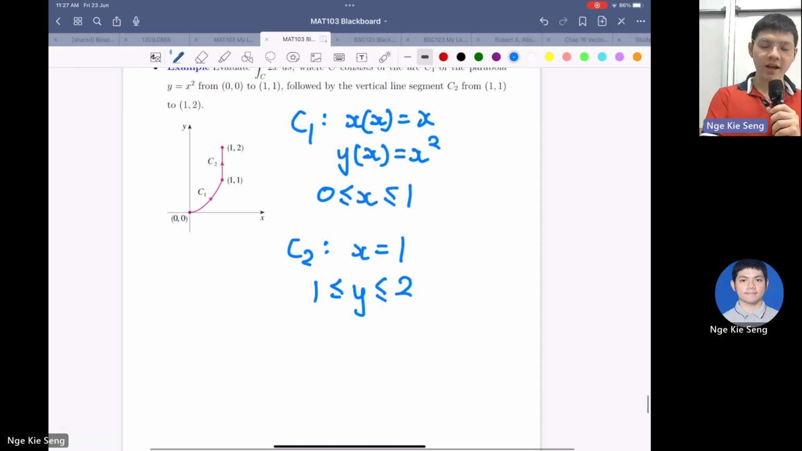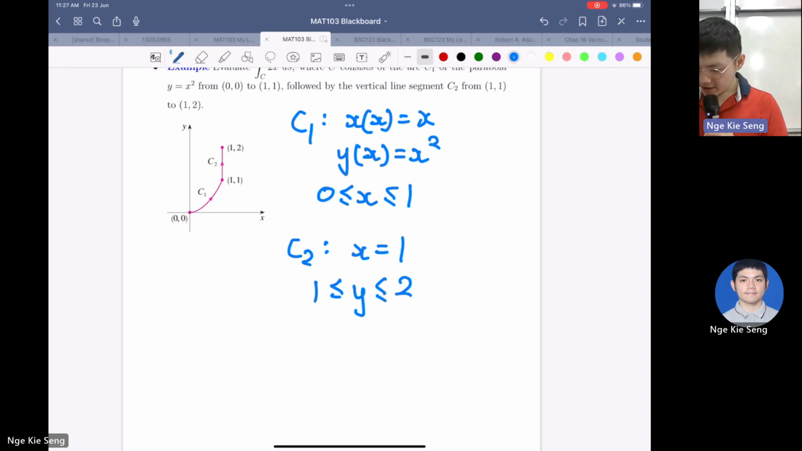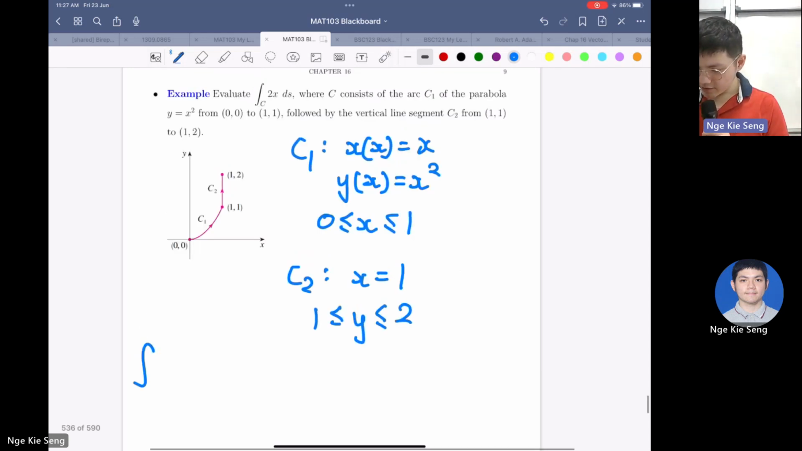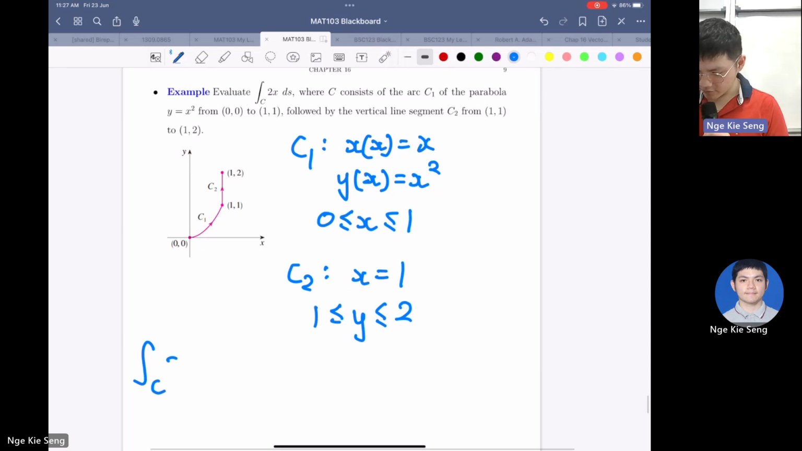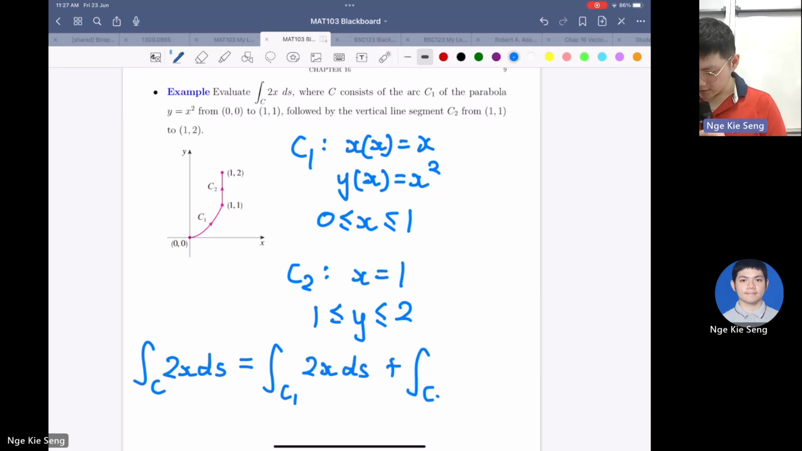So we can split our line integral into two parts. We didn't mention this property, right? We can do this integral similarly, we cut at the boundary. Let me write down for you. If I want to integrate over C of 2x dx, this is the same as integrating over C1 plus integrating over C2, where C is C1 union C2.